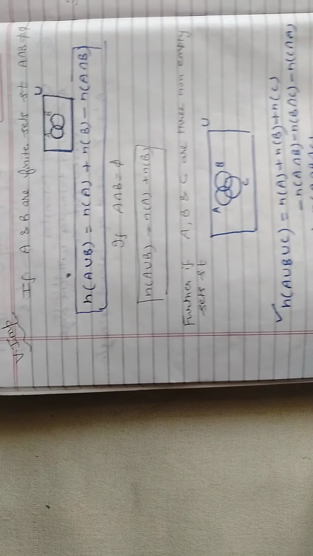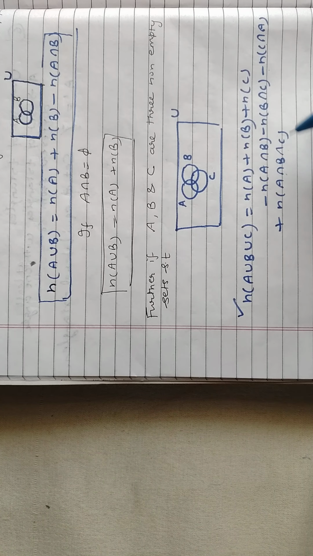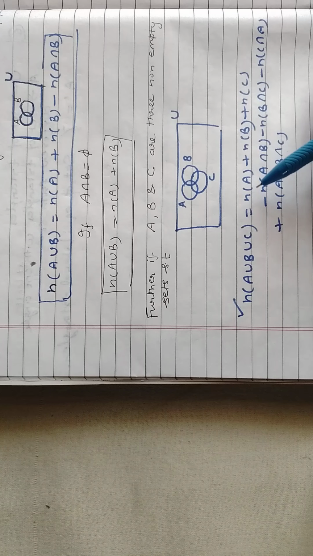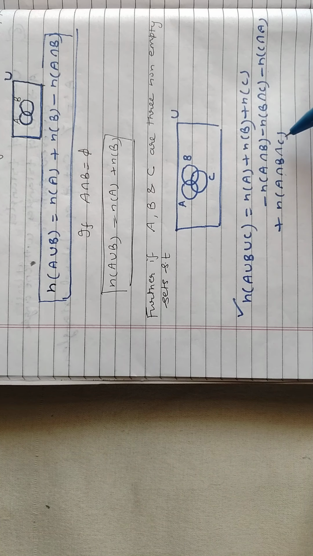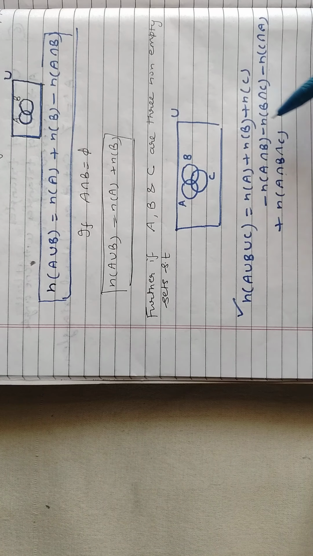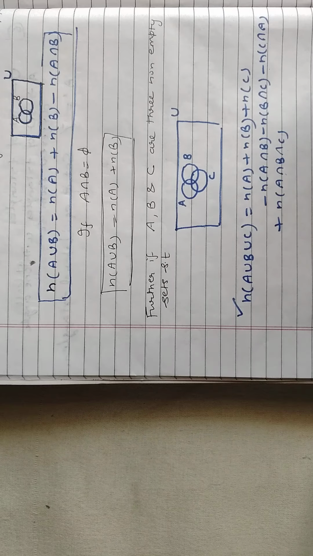And similarly, if there are three sets, then number of elements in their union is equal to number of elements in A plus number of elements in B plus number of elements in C minus n(A intersection B), n(B intersection C), n(C intersection A) plus n(A intersection B intersection C). So now we will use these two formulas to solve these problems.